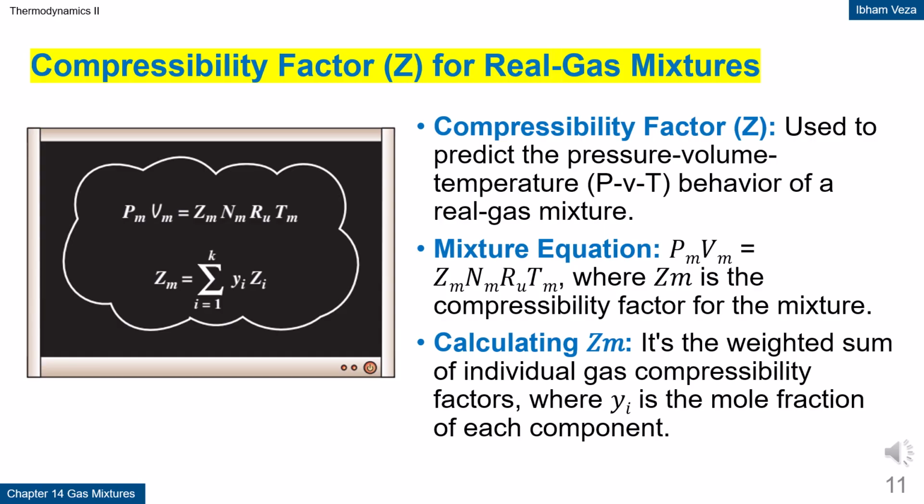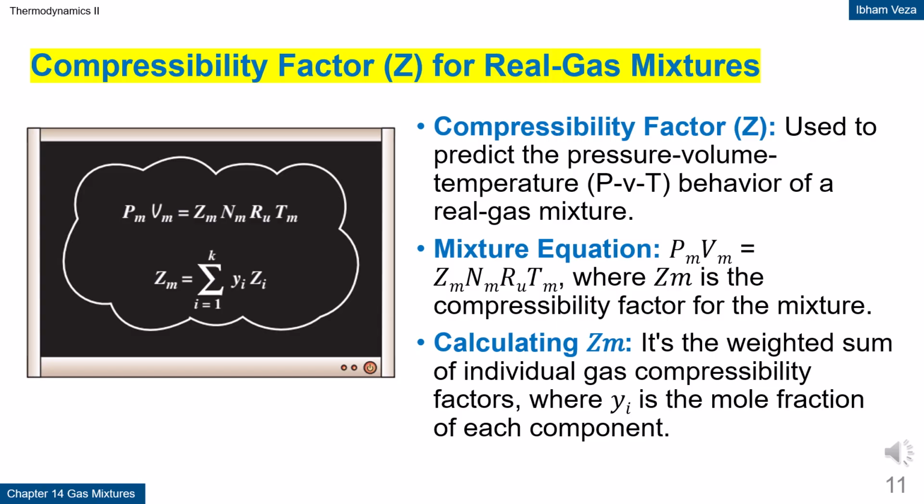Compressibility factor, Z, for real gas mixtures. The compressibility factor Z is used to describe the deviation of a real gas mixture from ideal gas behavior. The mixture equation of state is written as P_M V_M equals Z_M N_M R_U T_M to include non-ideal effects.